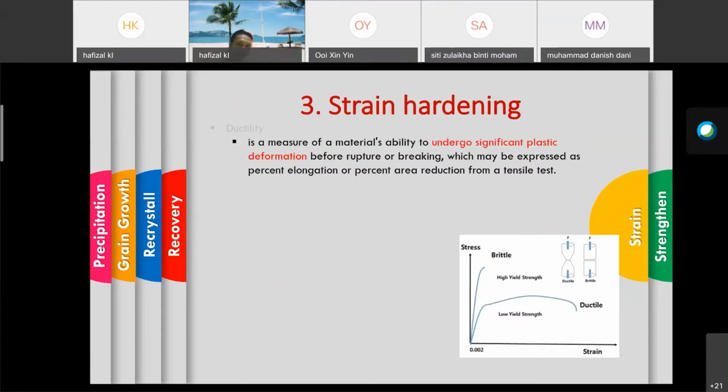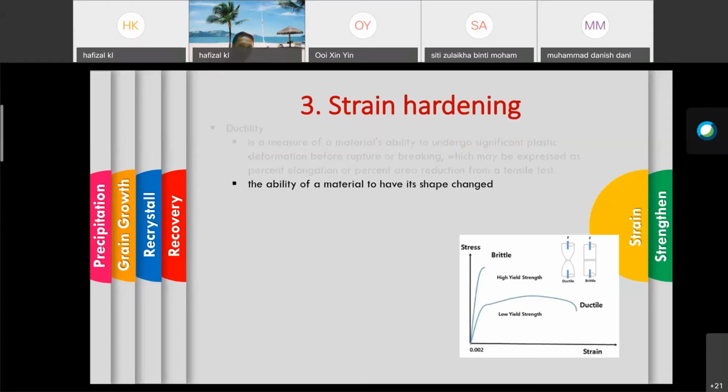Okay, if we introduce the force, it will go through significant plastic deformation before it ruptures or breaks, which may be expressed as a percentage elongation or percent area reduction from the tensile test. So this is the ductility. As you can see from this diagram, we have the ductile versus the brittle. For the ductile, the process of plastic deformation is quite a bit longer compared to brittle. Brittle, ni rapuh.